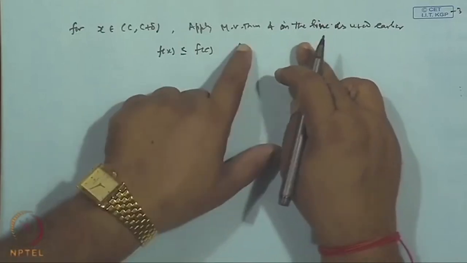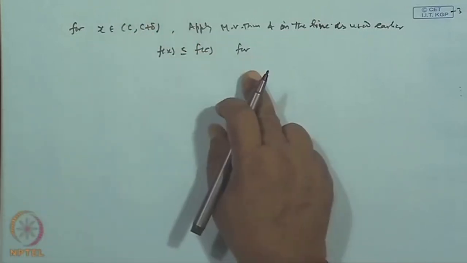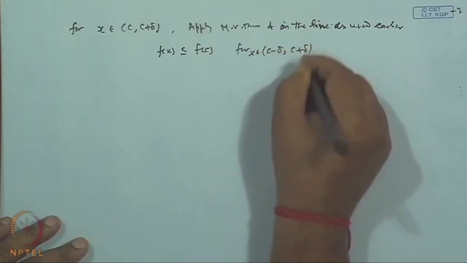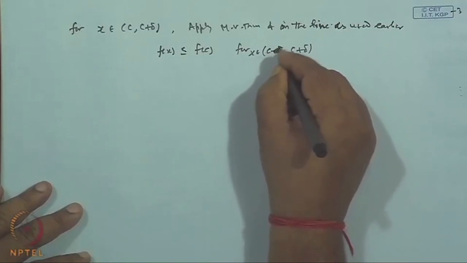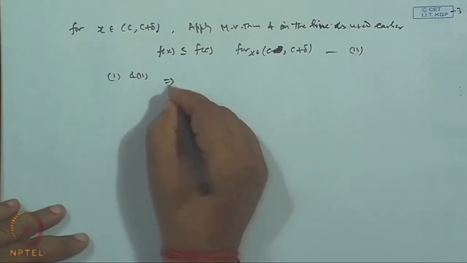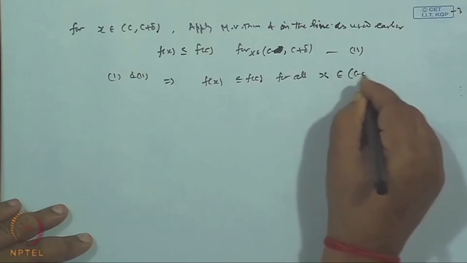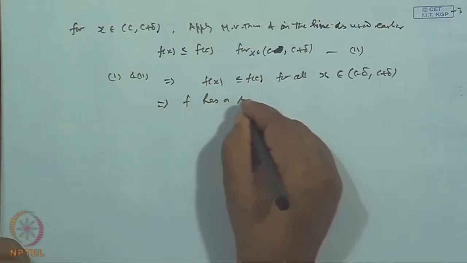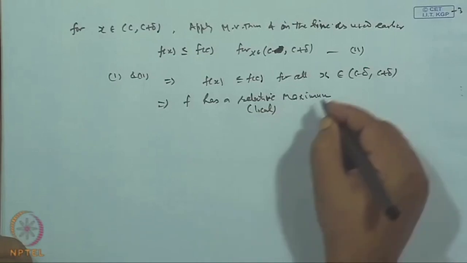The proof means there exists a c_x lying between C and x, where this will lie. So for all x belonging to C to C plus delta, we can say this is less than or equal to this. Follow? Okay. Therefore, 1 and 2 together imply that f of x is less than or equal to f of C for all x belonging to C minus delta to C plus delta, and that is sufficient to prove f has a relative maximum, or local maximum, at the point C.